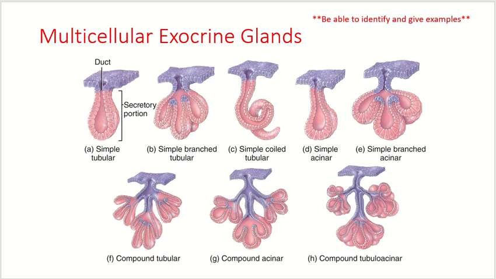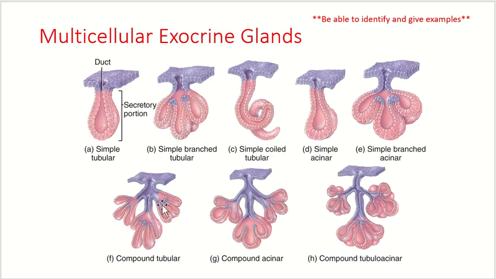Our simple acinar cells are going to be found in the penile urethra. Who knew? Then the simple branched acinar that we have here, these are found in sebaceous glands. These are like the oil glands that you have on your face, your skin, etc.